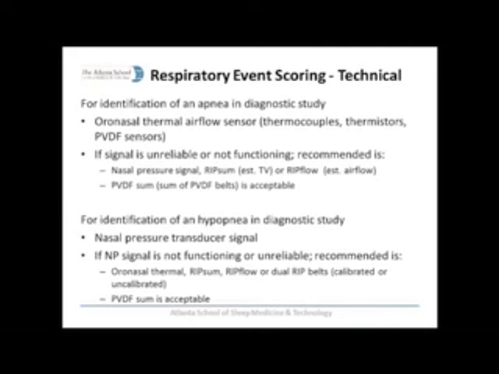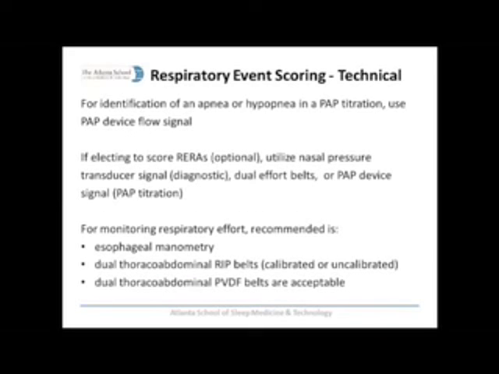If that recommended signal is unreliable or not functioning, then recommended is using the nasal pressure signal, the RIP sum, which is an estimated tidal volume, or RIP flow, which is estimated airflow. The sum of the polyvinylidene fluoride belts is acceptable. So this is for identification of apnea in a diagnostic study.